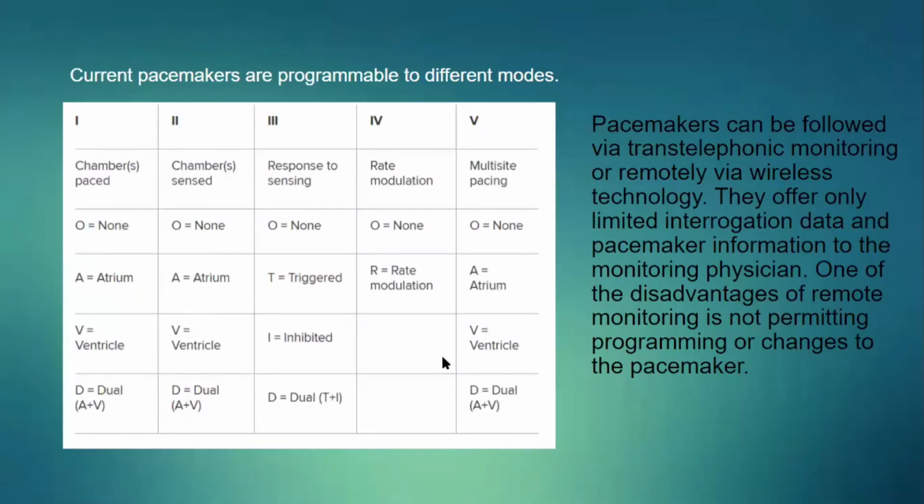Current pacemakers are programmable to different modes, and we can see 5 different modes here. A pacemaker can be followed via trans-telephonic monitoring or remotely via wireless technology. They offer only limited interrogation data and pacemaker information to the monitoring physician. One of the disadvantages of remote monitoring is not permitting programming or changes to the pacemaker.